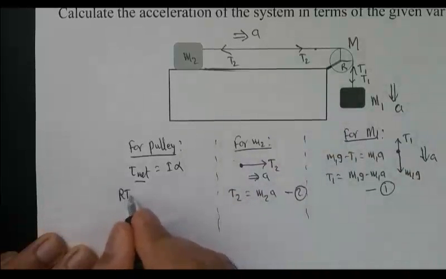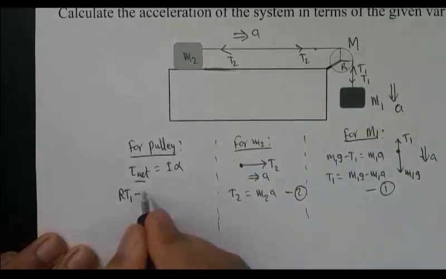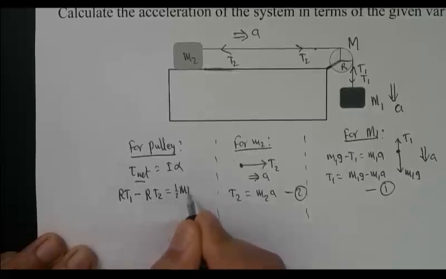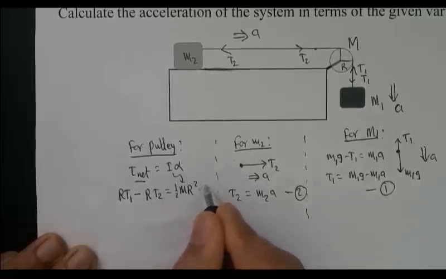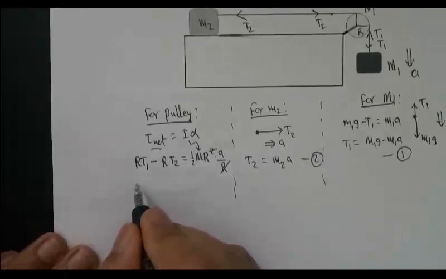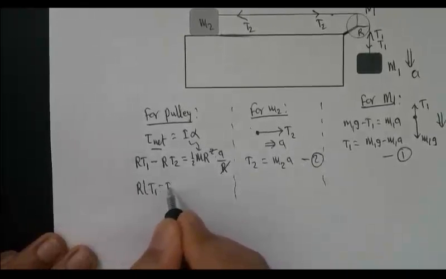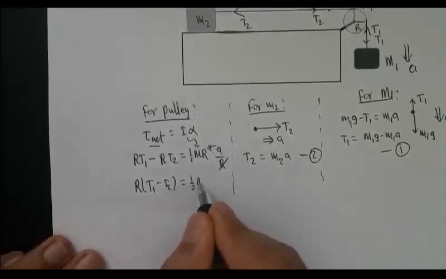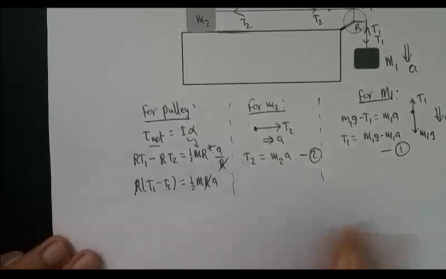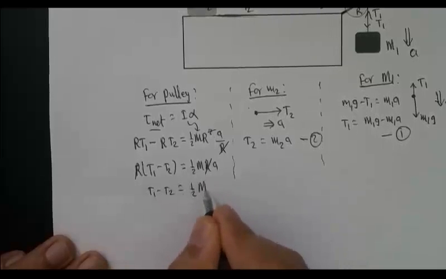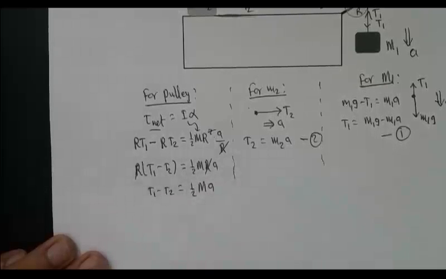So R T1 sine of 90, which is 1, minus the opposite torque, R T2. The radius is the same for both, right? That equals 1/2 M R squared, the moment of inertia, times a over R. R is common, so T1 minus T2 is 1/2 M R a over R. It's radius independent, so T1 minus T2 is 1/2 mass times acceleration.